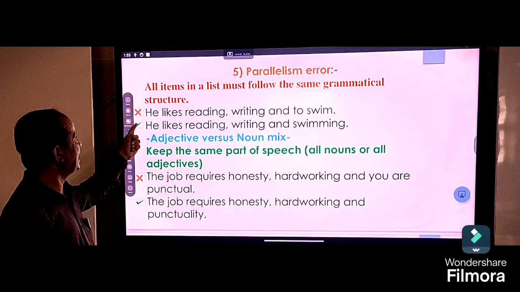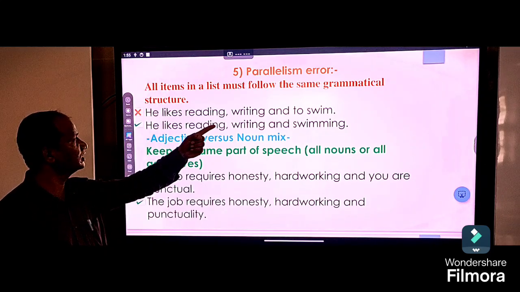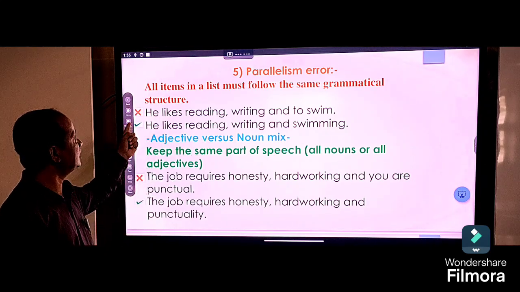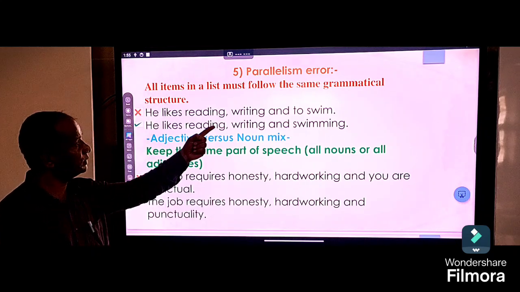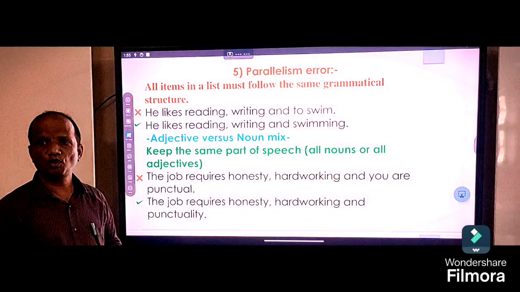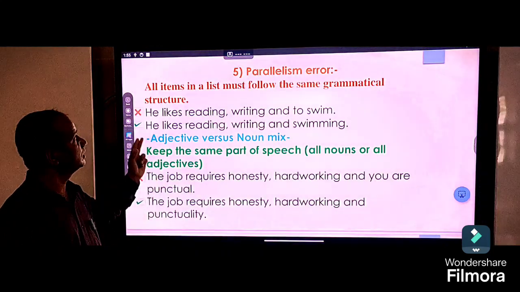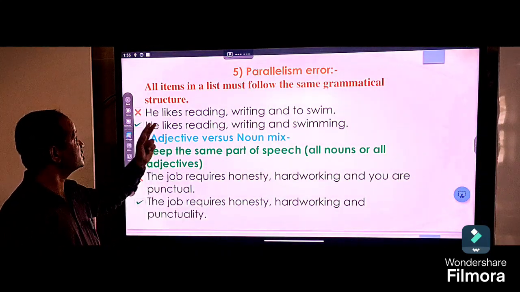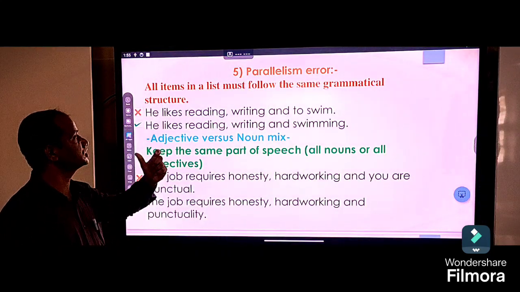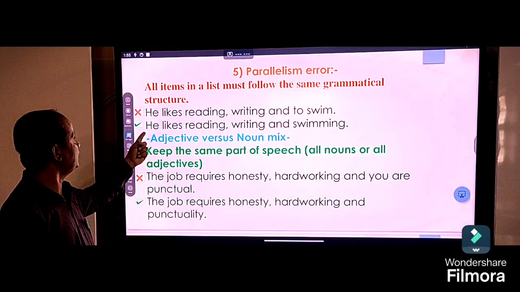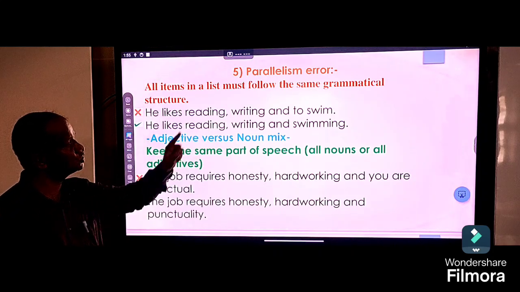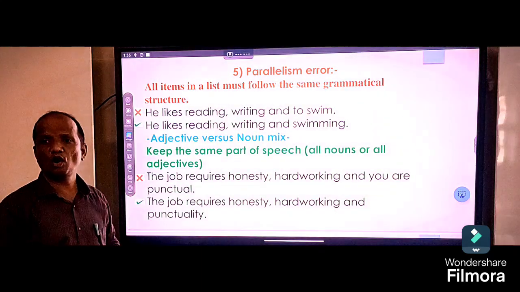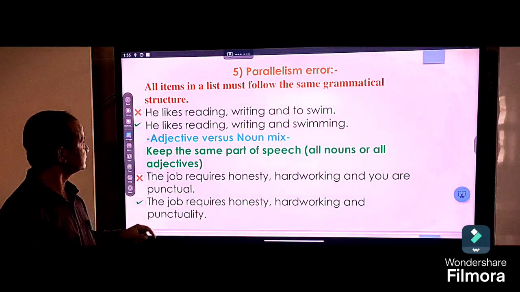For example: "He likes reading, writing and to swim." It is incorrect because reading and writing are in gerund form and "to swim" is given in infinitive form. We have to keep the same grammatical structure in these items. So the correct statement will be: "He likes reading, writing and swimming." We have turned "to swim" into its gerund form, that is, swimming.